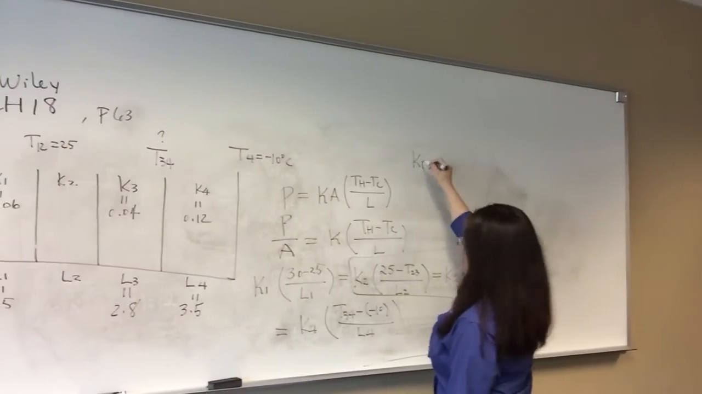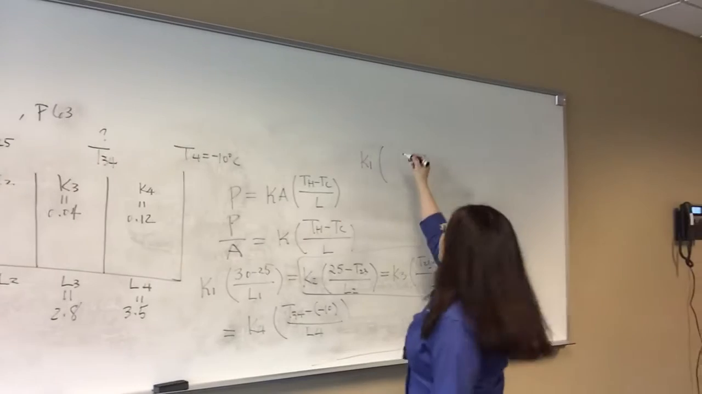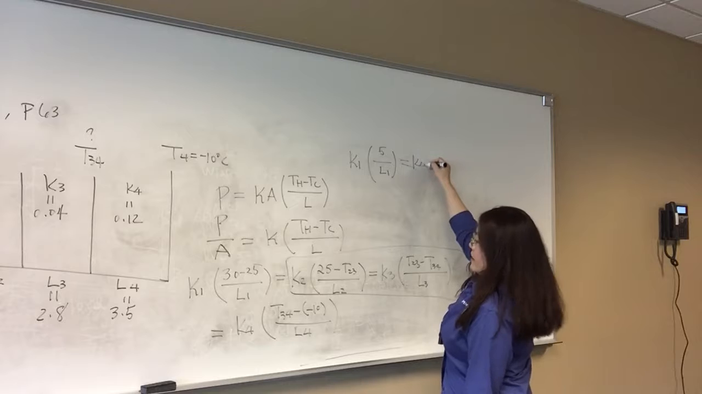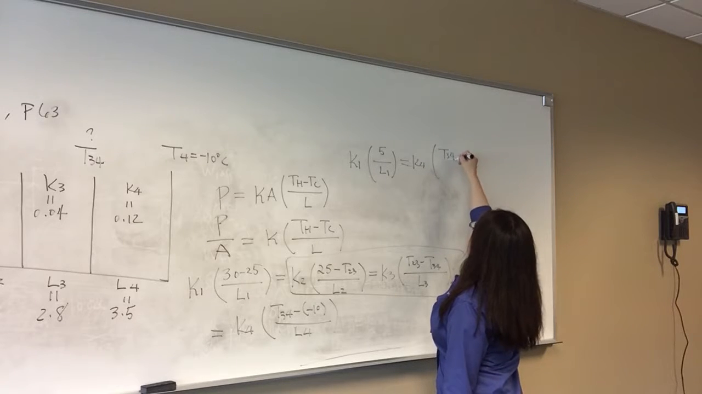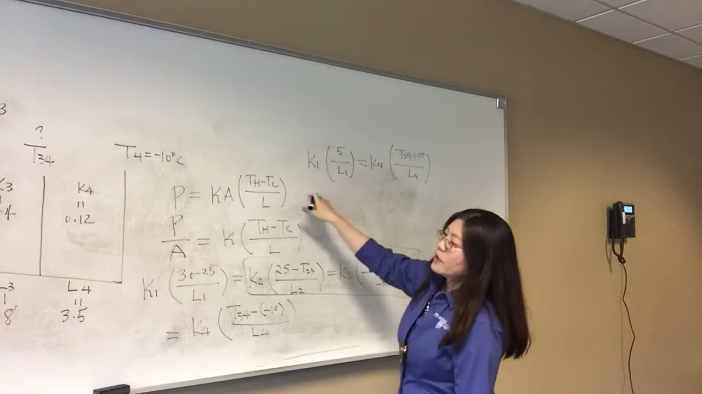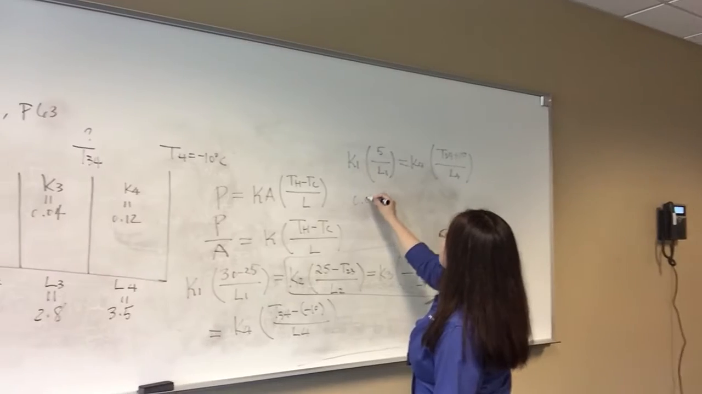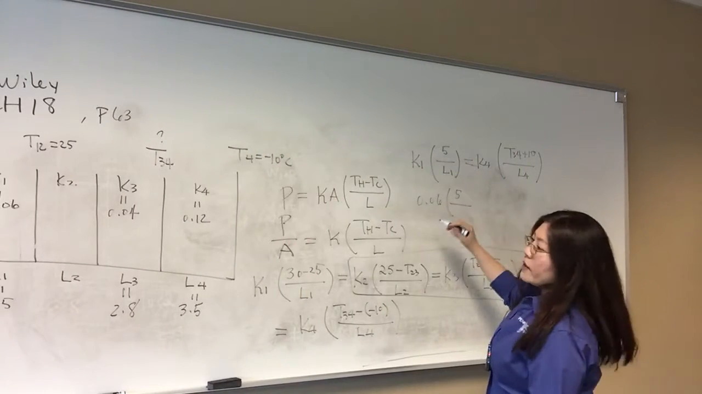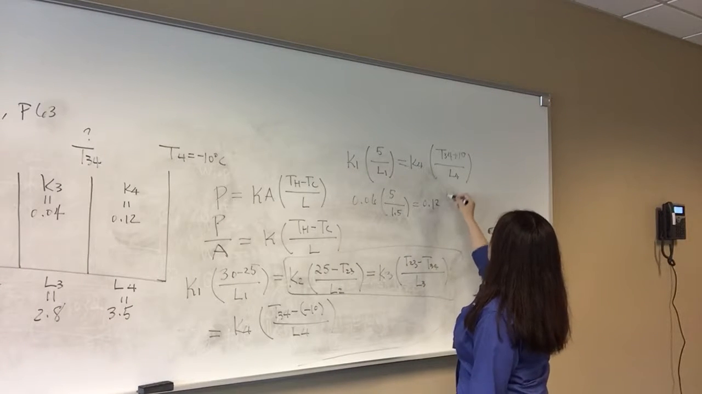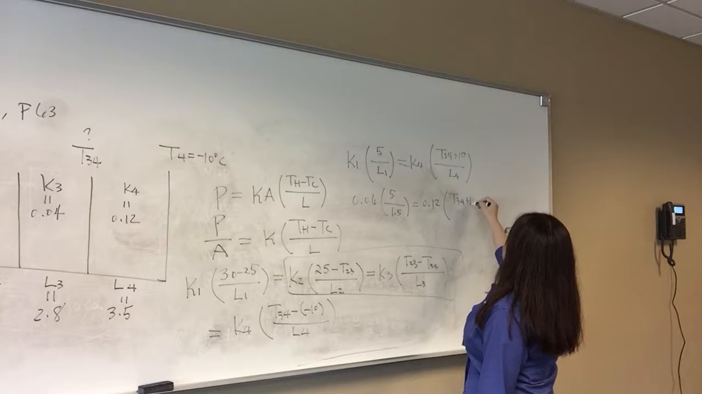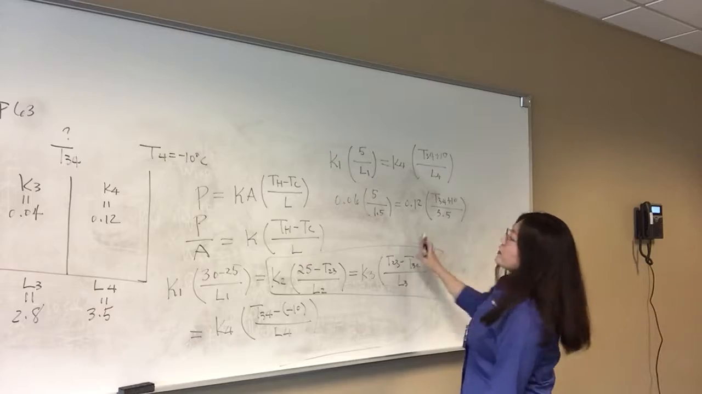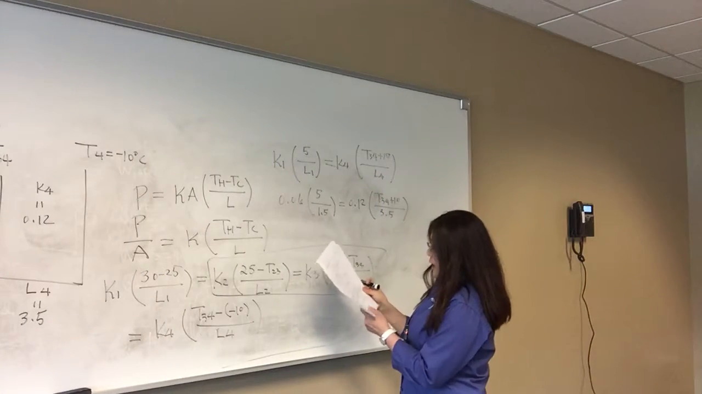So you have K1 times 30 minus 25, which gives you 5 over L1, and that has to be equal to K4 times T34 plus 10 over L4. Now you can just plug in the numbers you were given. K1 is 0.06, and 5 over L1, which is 1.5. K4 is 0.12 times T34 plus 10 over L4, and L4 is 3.5.